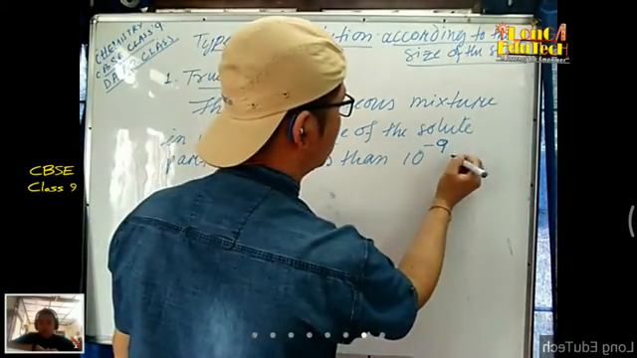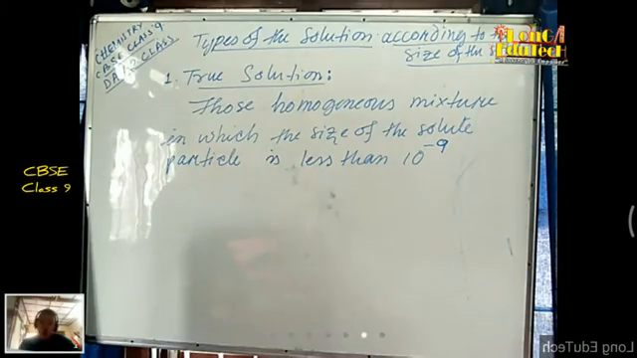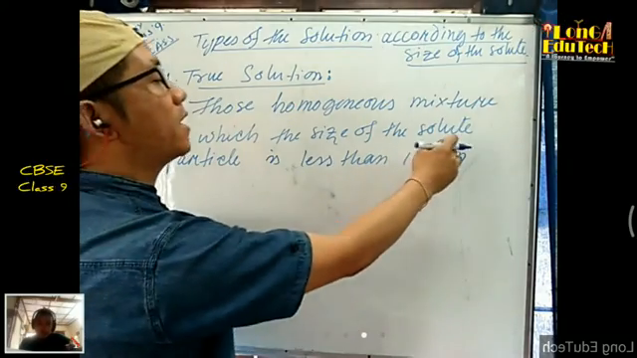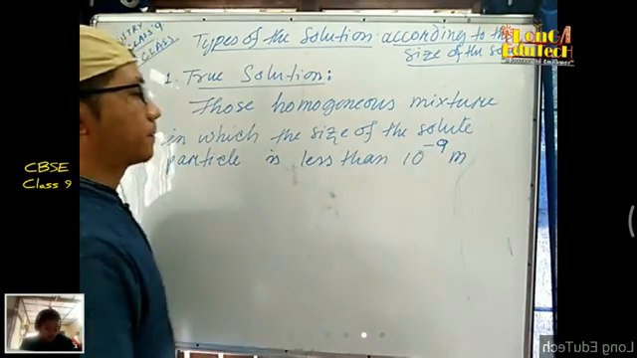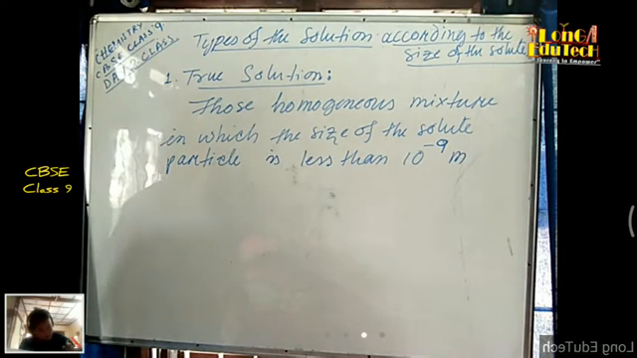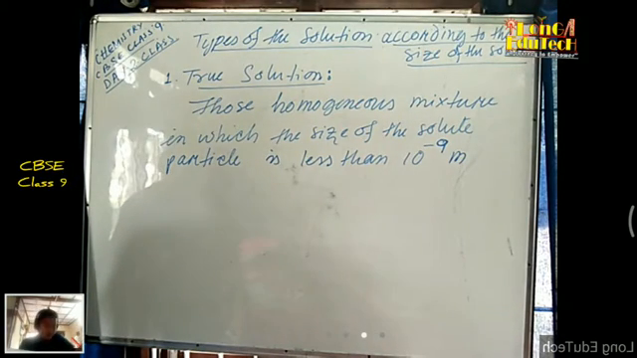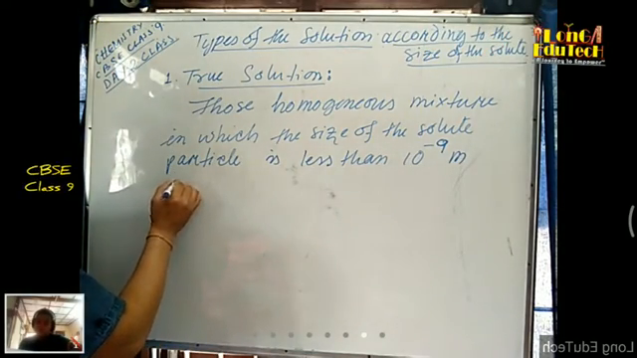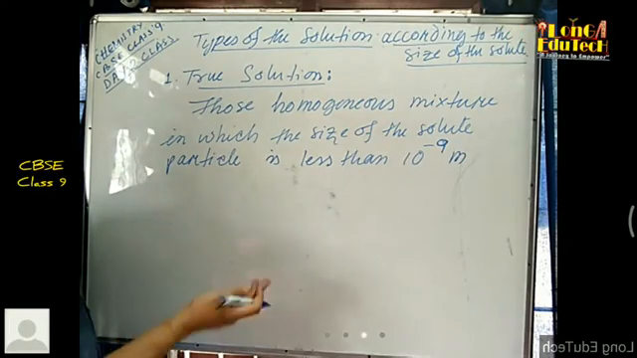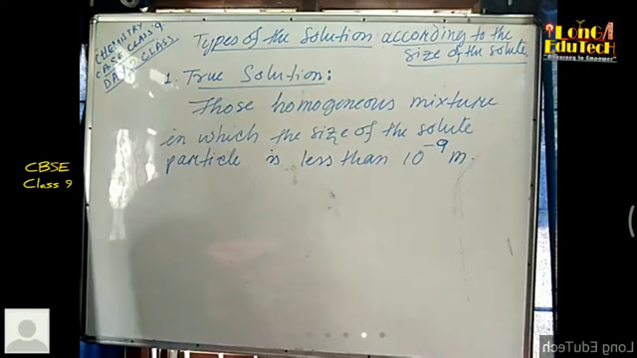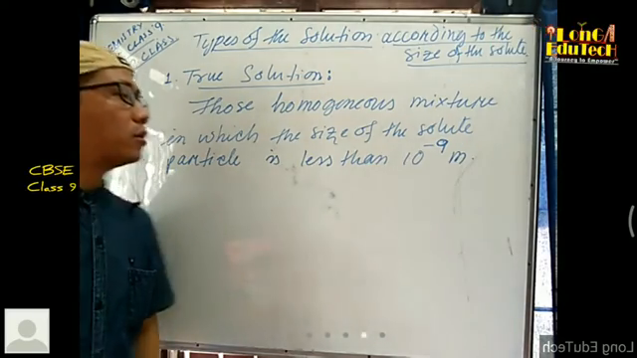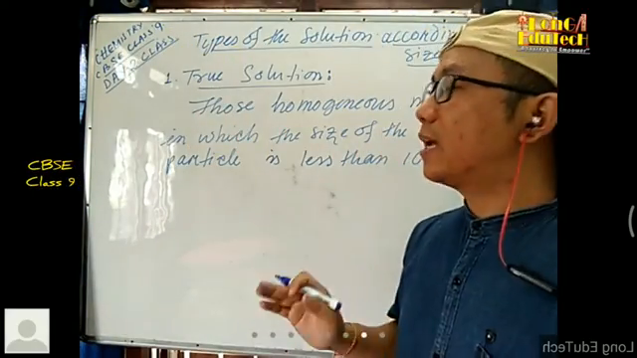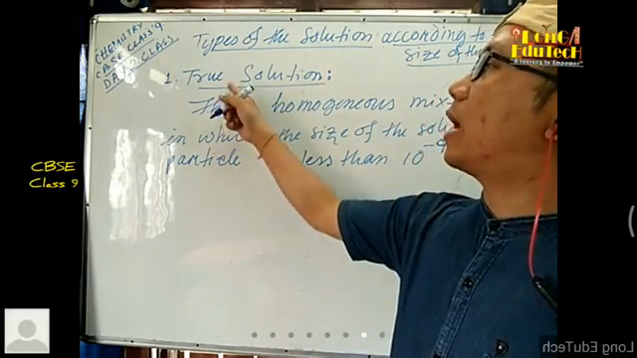Just see, what is that? It is in terms of meter only. So less than 10 to the power minus 9 meter. Those homogeneous mixtures in which the size of the solute particle is less than 10 to the power minus 9 meters are called true solutions. So keep in mind that if the size of the solute particle is less than 10 to the power minus 9, then that kind of solution will be called a true solution.